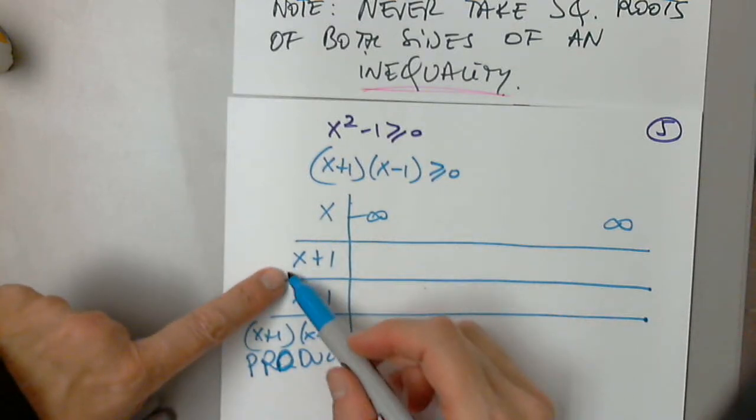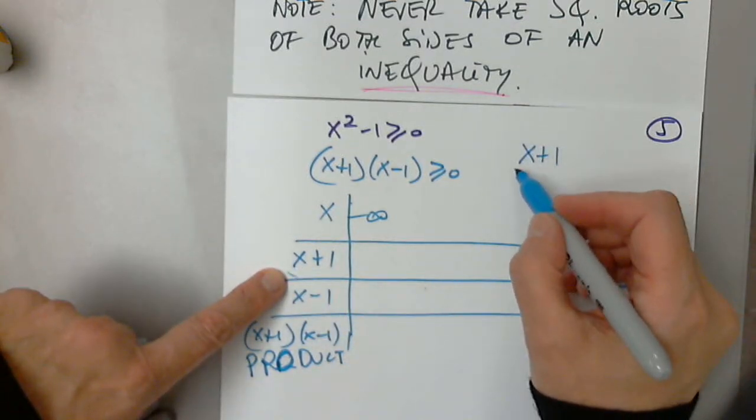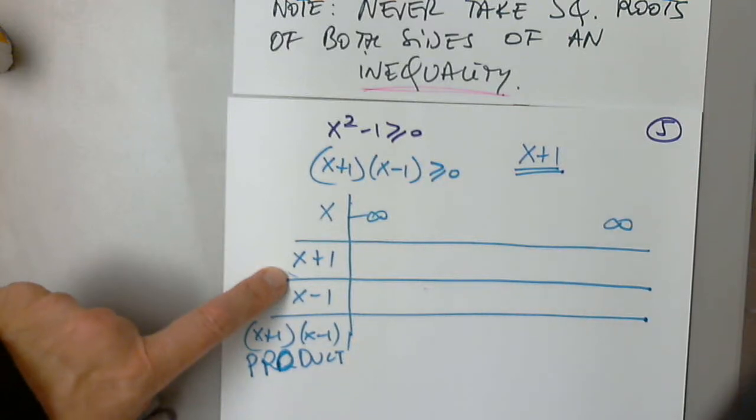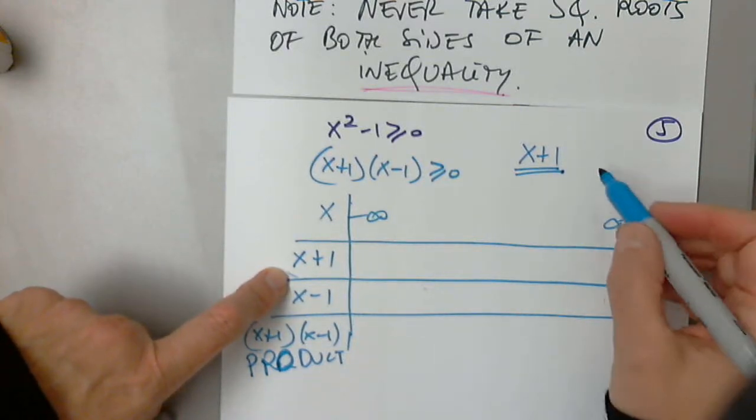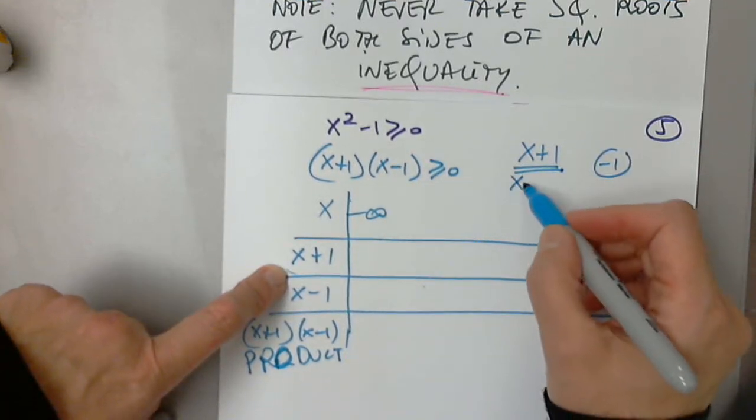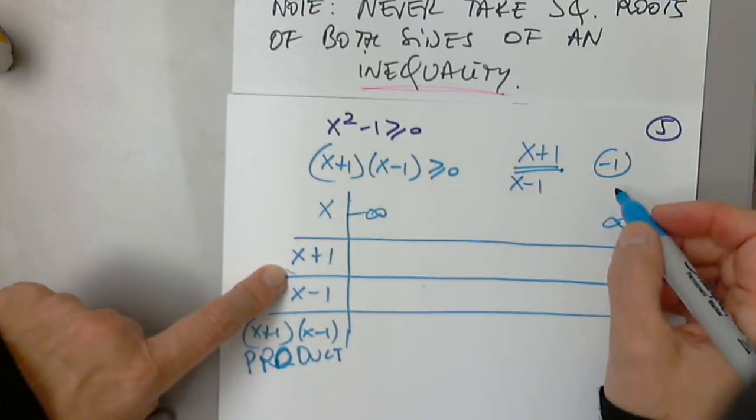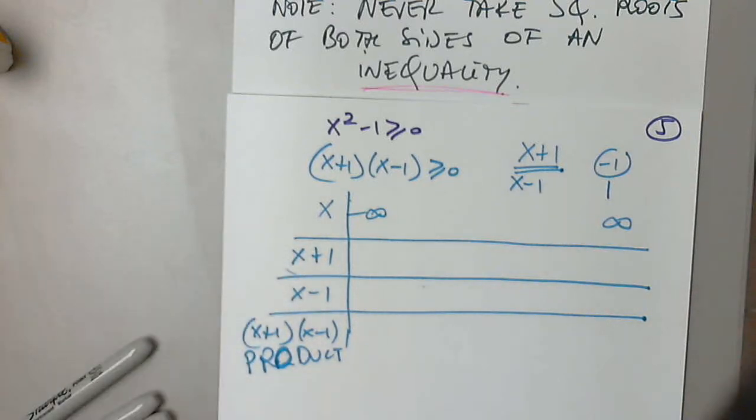So now I would like you to tell me, where is the 0 of x plus 1? Where is x plus 1 equal to 0? When x is -1. Where is x minus 1 equal to 0? When x is 1, perfect. Now please give me these two values in ascending order, and I will put them in ascending order.